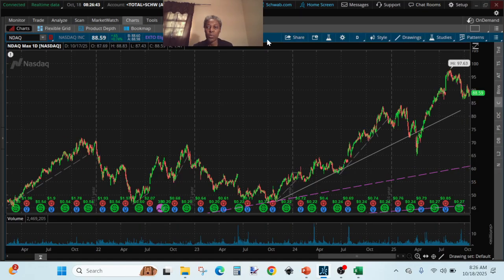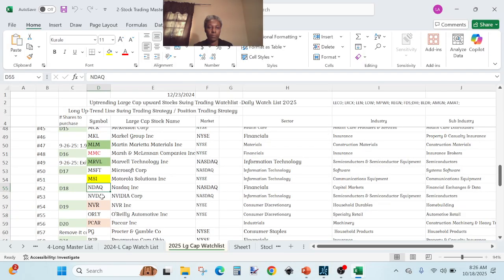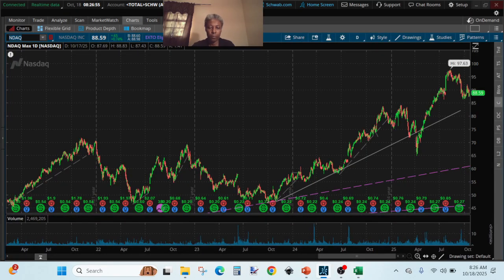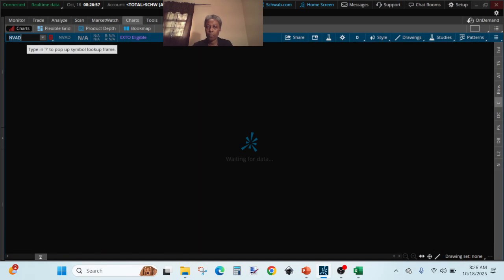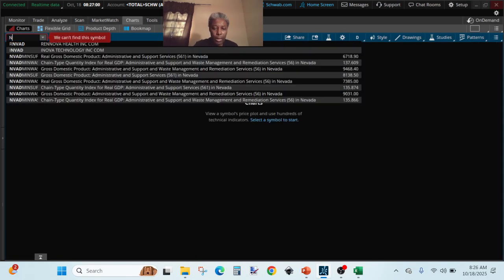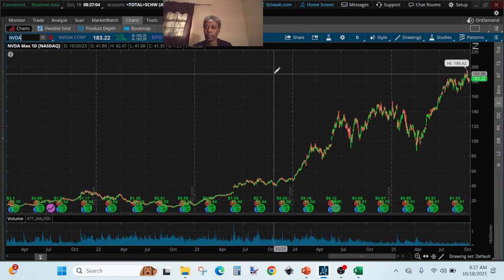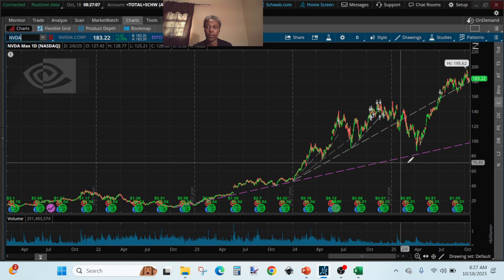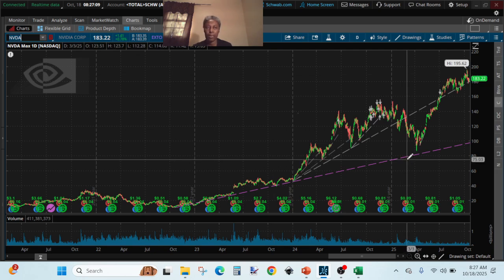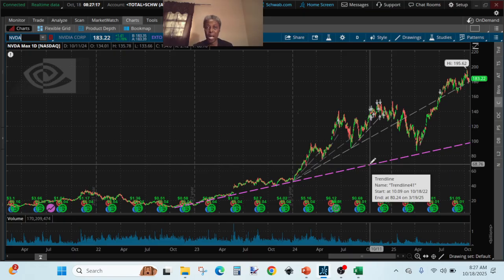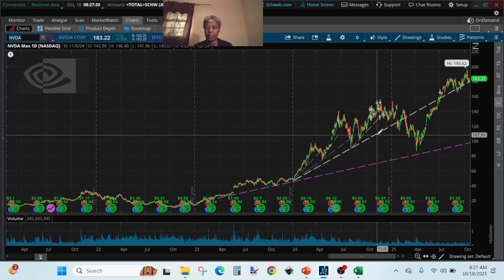So the next one we are going to analyze is NVDA. NVDA, we have one support line that we consider being the valley of the mountain, and we color coded.